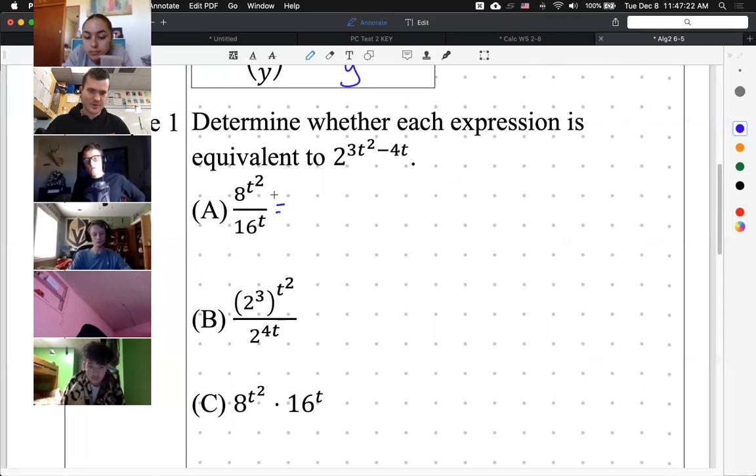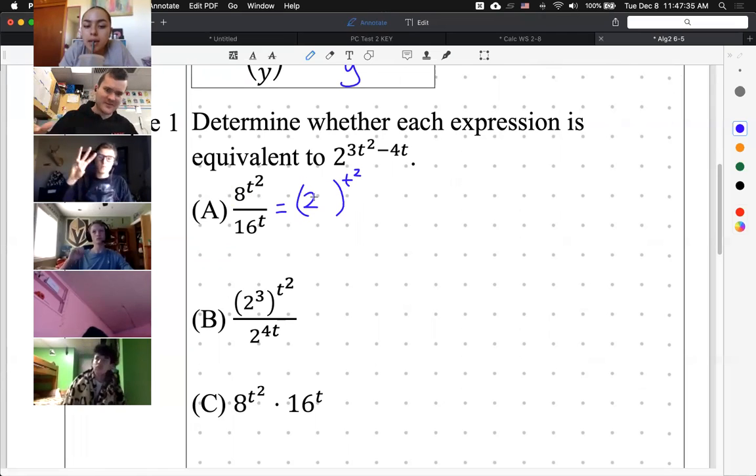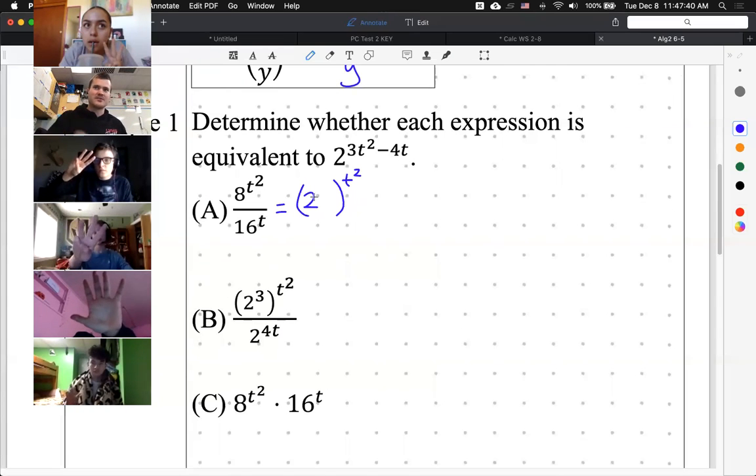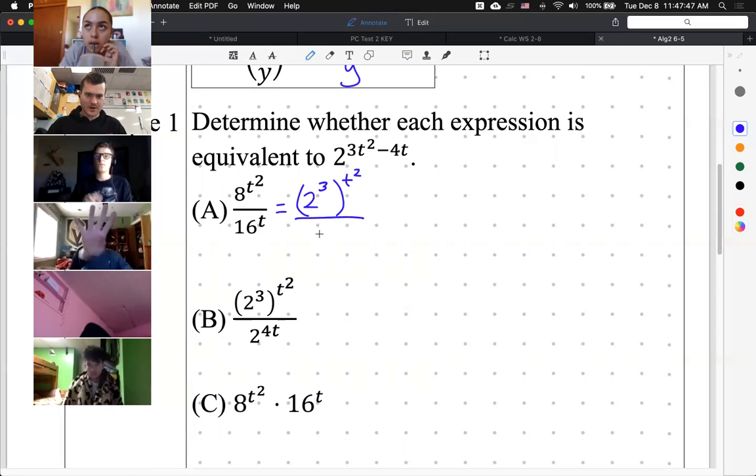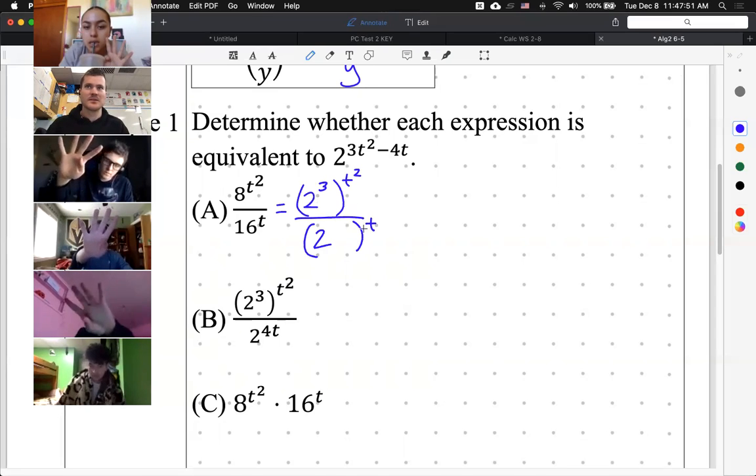So I'm going to rewrite 8 as 2 to the power of something, and then all of that to the power of t squared. But let me rewrite just the base. This base right here, what is 8? 8 is 2 to the power of, everyone hold up the number of fingers. 8 is 2 to the power of... not 5, Andres, it's 3. Most of you guys got it. 2 to the power of 3. What about 16? 2 to the power of what is 16? The majority has it. It is 4. Make sure you have those memorized.